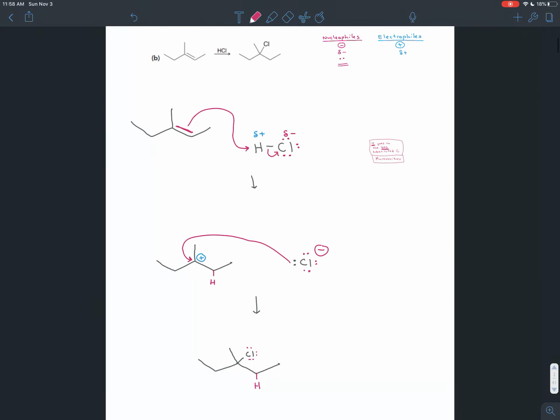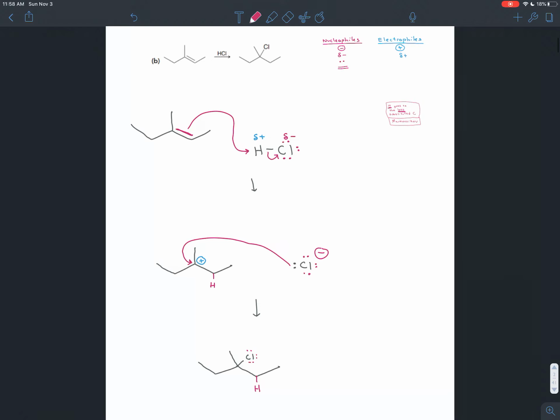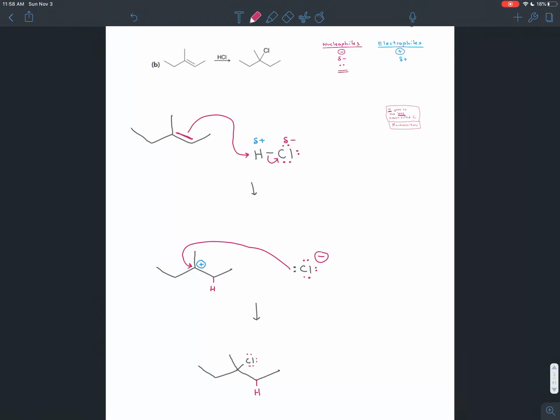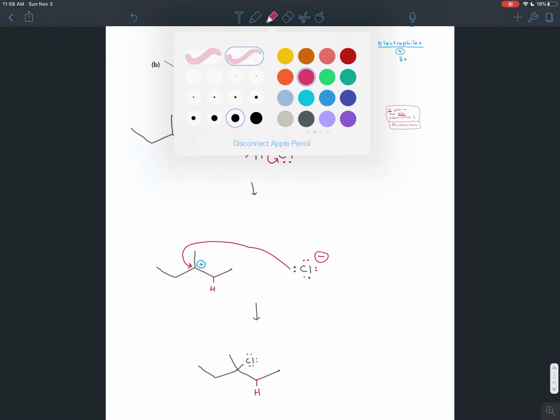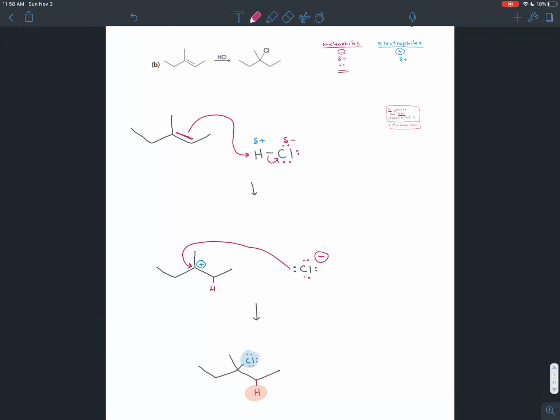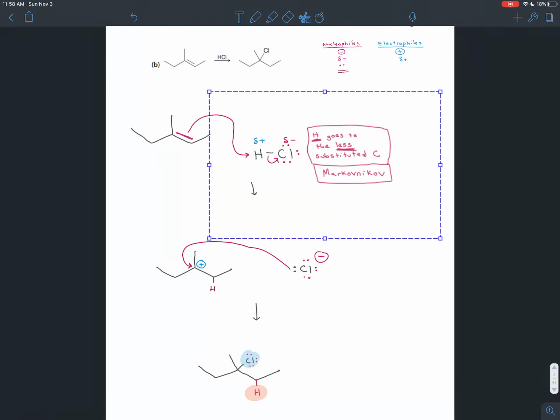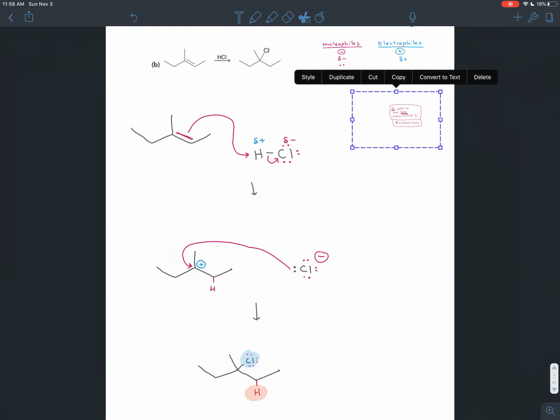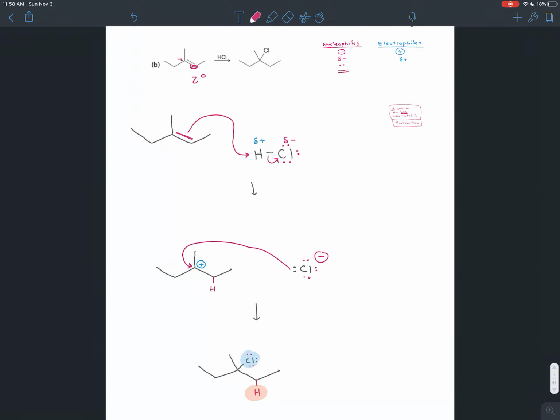So let's zoom out for a second and look at the overall process. We have the double bond, and we're adding 2 things, hydrogen and chlorine. The hydrogen adds, so it's hydrohalogenation. hydrogen and the halogen. We added those on the 2 carbons in the double bond, and the hydrogen goes to the less substituted carbon because it's Markovnikov addition. So this carbon is secondary, this carbon is tertiary, the hydrogen goes to the less substituted carbon.